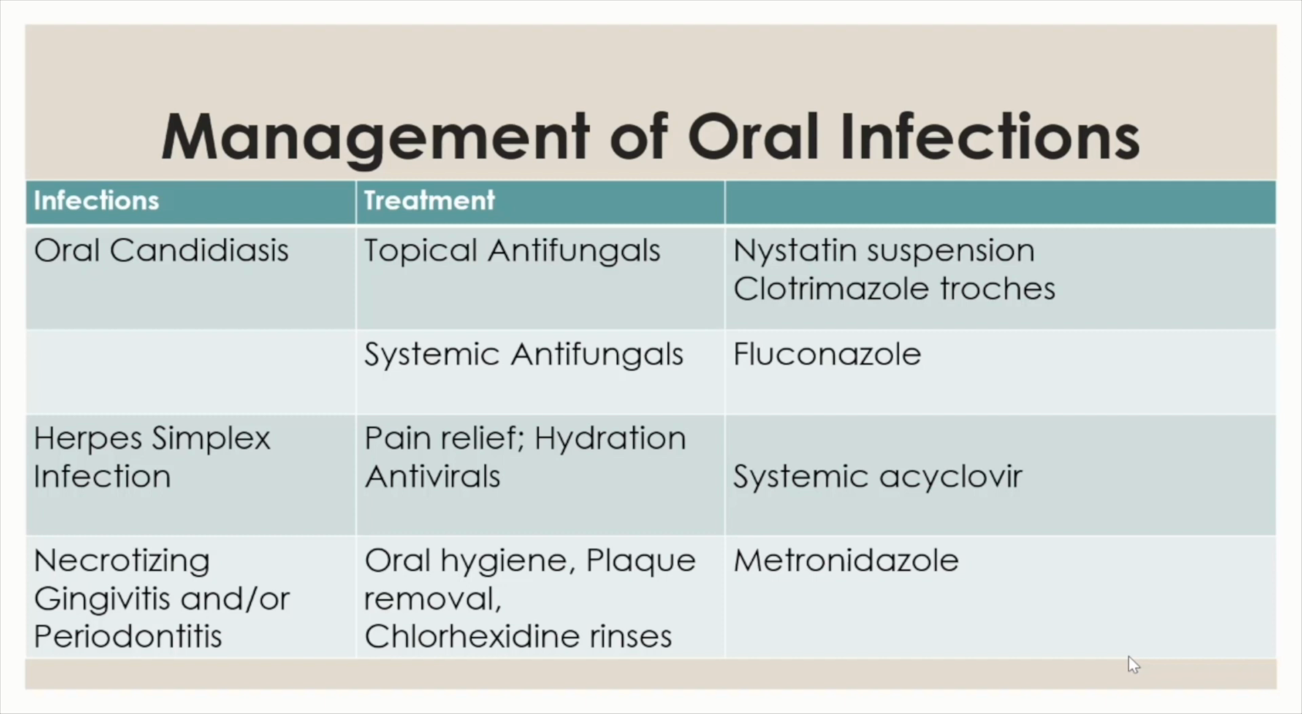With herpes simplex virus infection, the lesions are extremely painful and many children refuse to eat and drink. So early diagnosis and treatment with antiviral agents such as acyclovir are critical in the management of these infections in immunodeficient patients. For necrotizing gingivitis and periodontitis, treatment includes improvement of the patient's oral hygiene, plaque removal, chlorhexidine rinses, and also metronidazole if necessary.